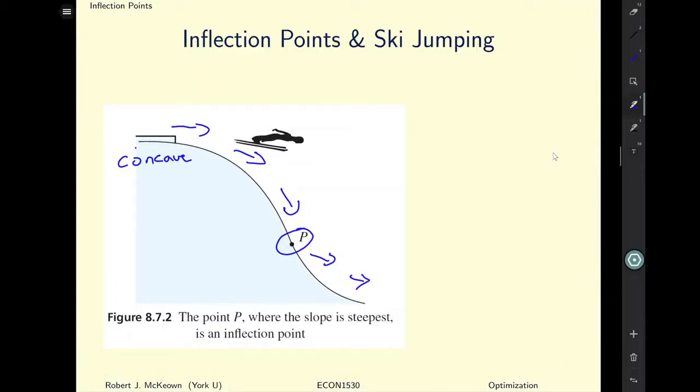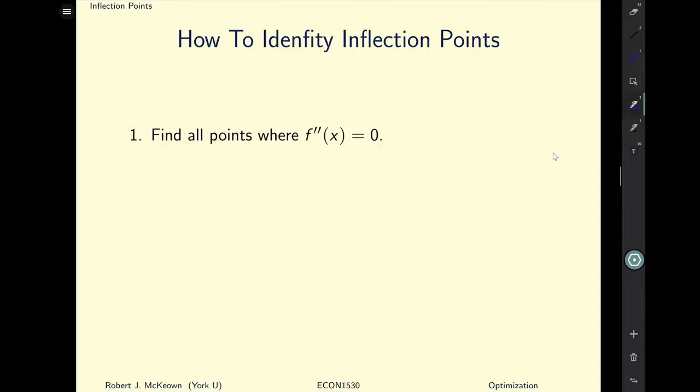And so up here it's concave, and then down here it's convex. With the example we used before with the cube root, I showed you how to find an inflection point, but let's write out the algorithm explicitly.